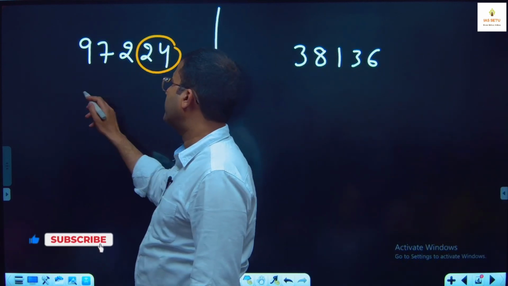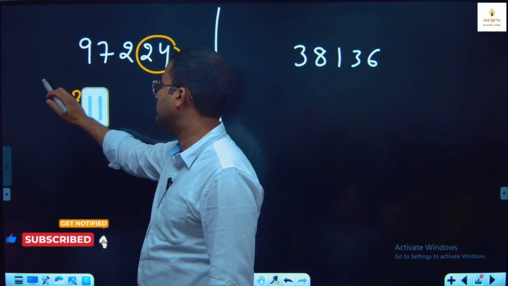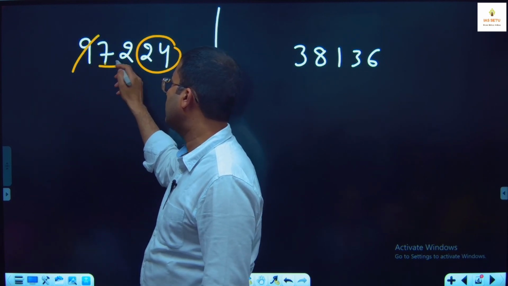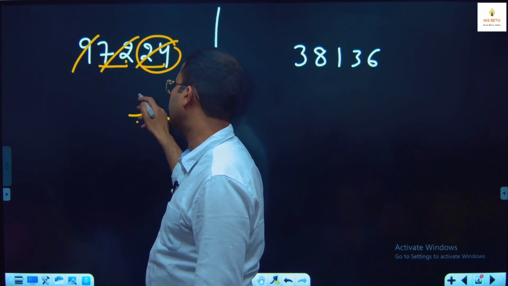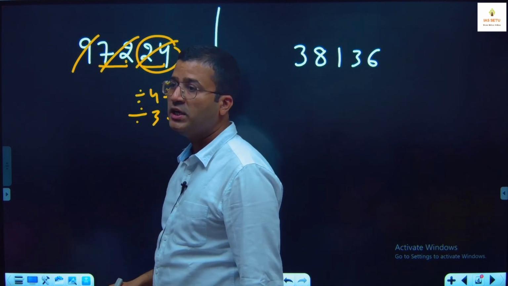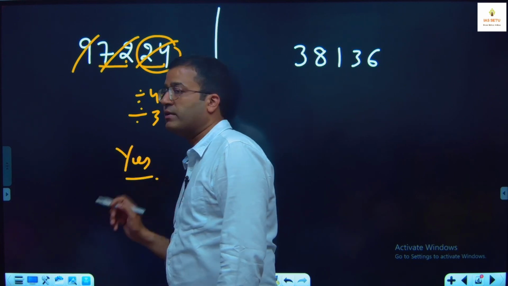Now here this 24 is divisible by 4. Yes. Then we will check divisibility of 3. 9 ignore. 7 plus 2 is 9, ignore. 2 plus 4 is 6, ignore. Yes, it is divisible by 3. It is divisible by 4. Since it is divisible by 3 as well as 4, yes, this given number is divisible by 12.